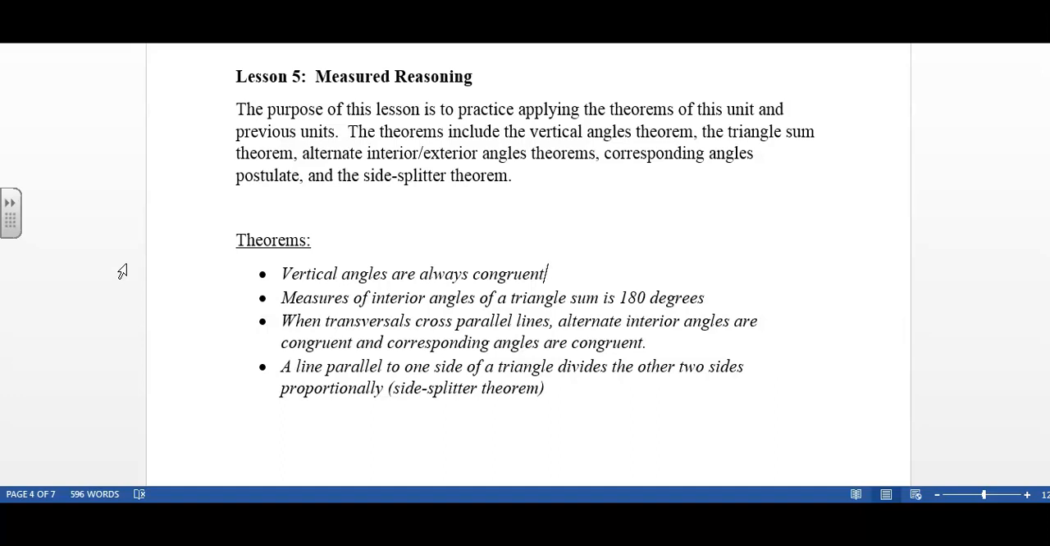The theorems include: vertical angles are always congruent. The measures of interior angles of a triangle sum to 180 degrees. When transversals cross parallel lines, alternate interior angles are congruent and corresponding angles are also congruent. And a line parallel to one side of a triangle divides the other two sides proportionally, which is also known as the side splitter theorem.